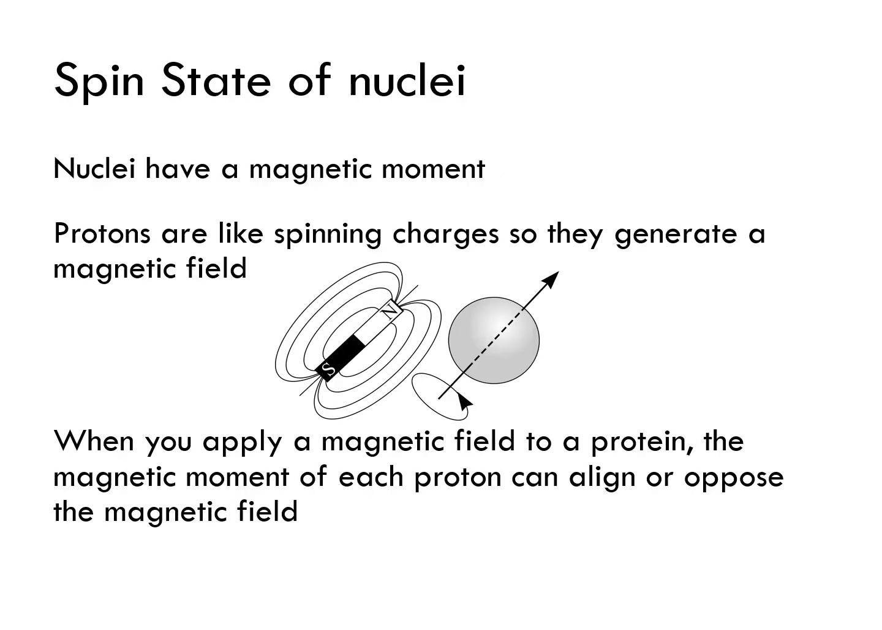So looking a little bit at what spin state of nuclei actually means. Nuclei have a magnetic moment, and that is based on the protons that are in the nuclei. The protons are like a spinning charge, so they generate a magnetic field, kind of like what we see in that image right there. So you can see the magnetic field is formed, and basically we have that magnetic moment. Then we can apply a magnetic field to that proton, and we can see whether or not it lines up with that magnetic moment or if it opposes it.